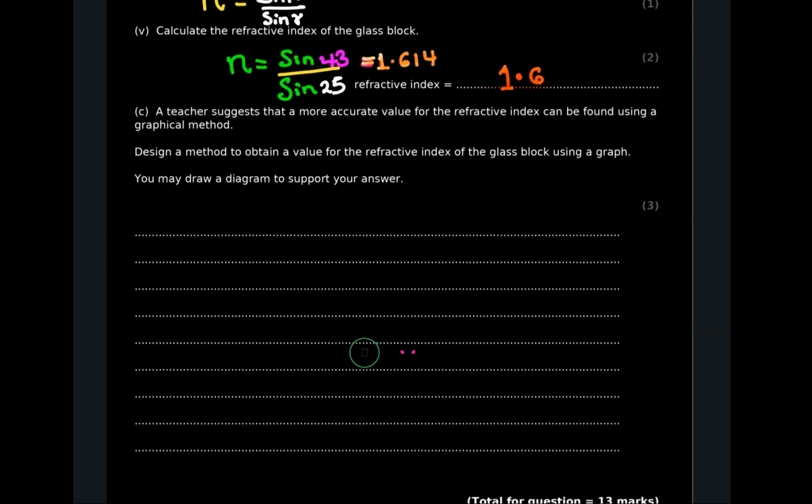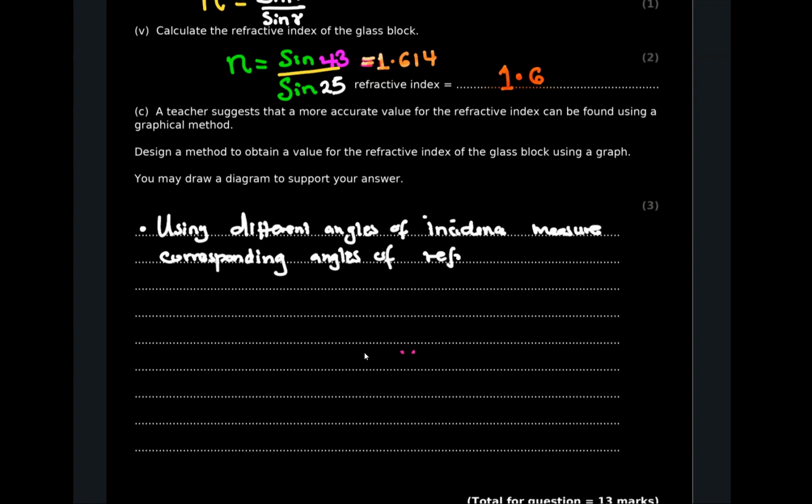Now let us go straight ahead and try to respond to this question. Given a question, what are you supposed to do? You should write: using different angles of incidence, measure the corresponding angles of refraction. So here what we are saying is you are going to direct a ray of light to the normal of the glass block, and then you shall measure different angles of incidence, and then you check what are the angles of refraction at those particular angles of incidence. This is exactly what you're going to do.